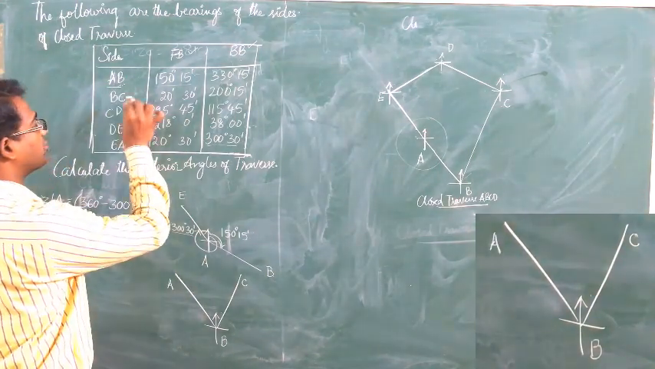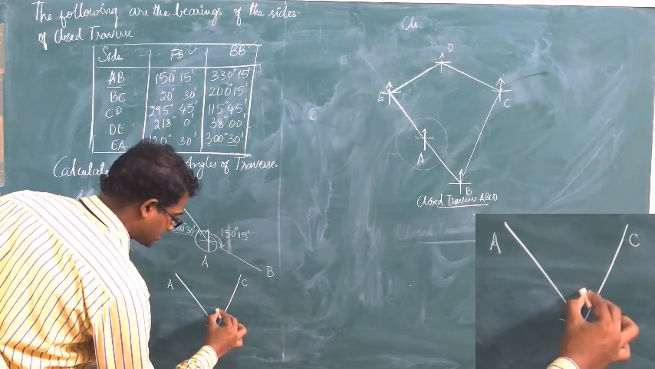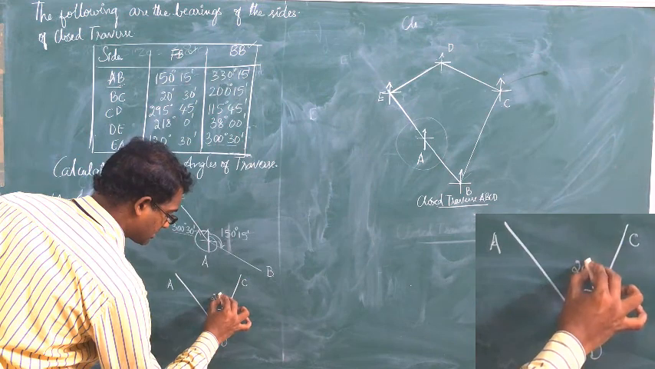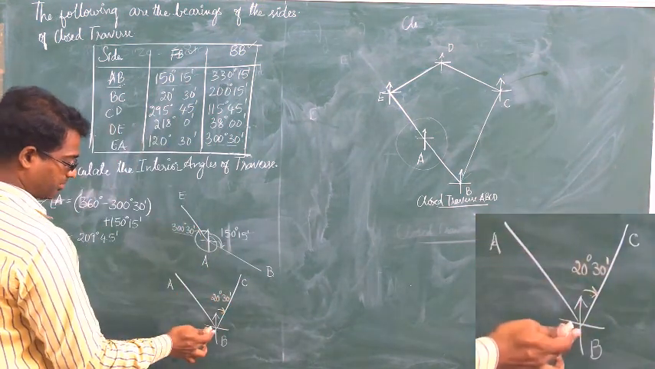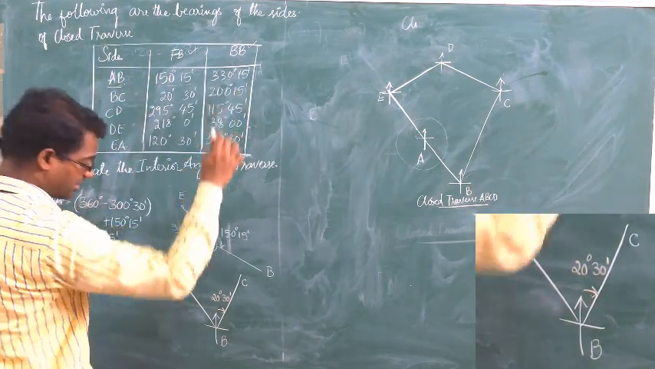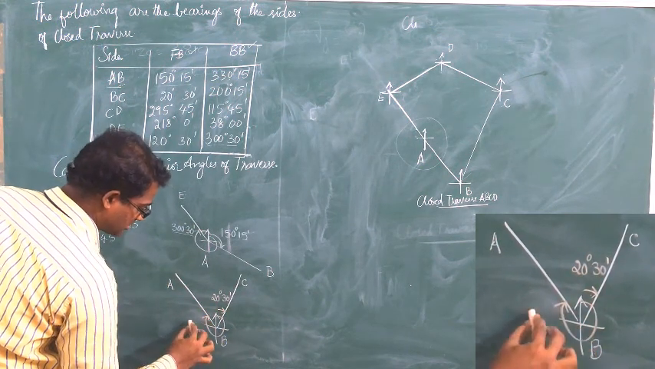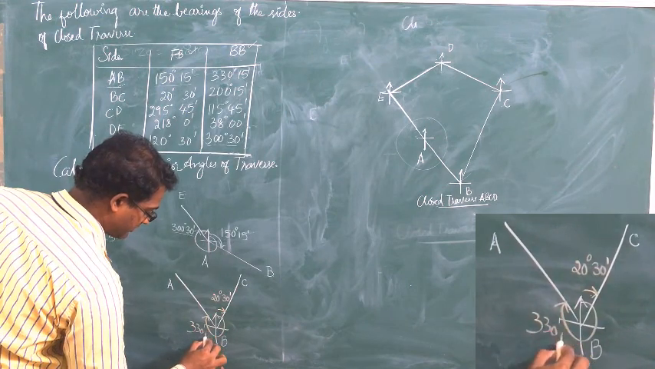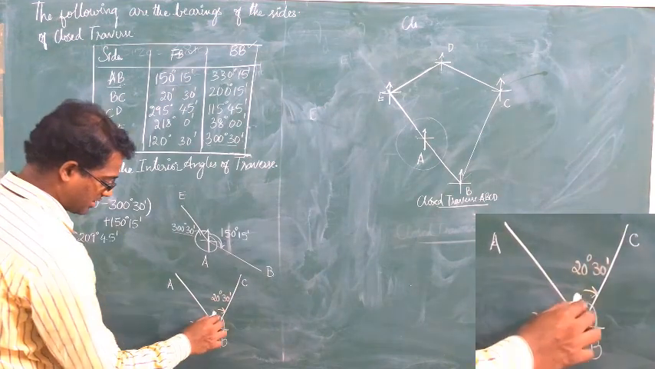That is, from B to C is 20 degrees 30 minutes. So this is 20 degrees 30 minutes. You also know B to A. B to A is nothing but your back bearing. So this is 330 degrees 15 minutes. So how do I get angle B?